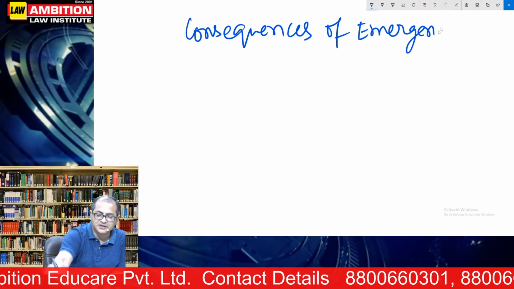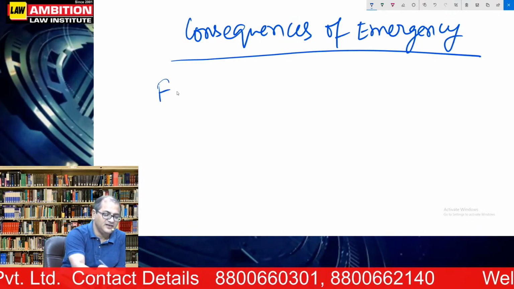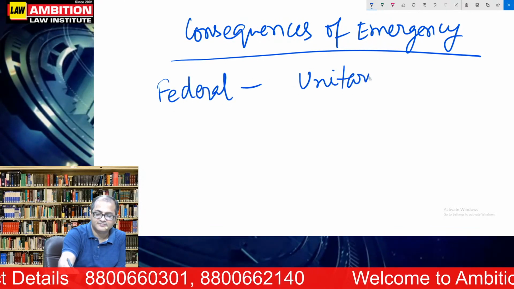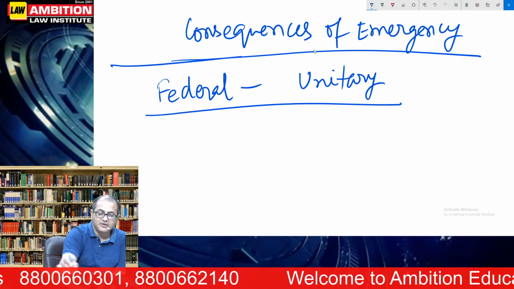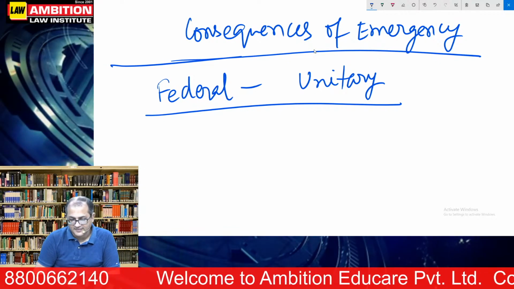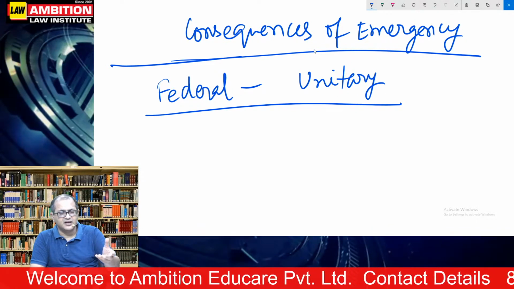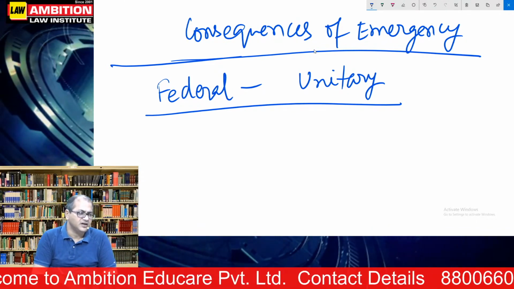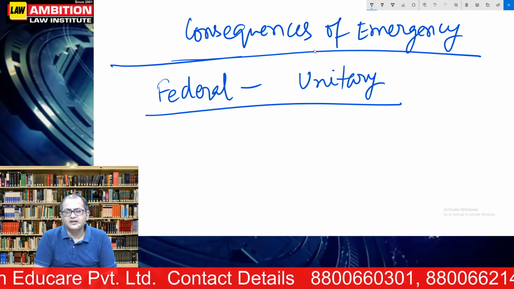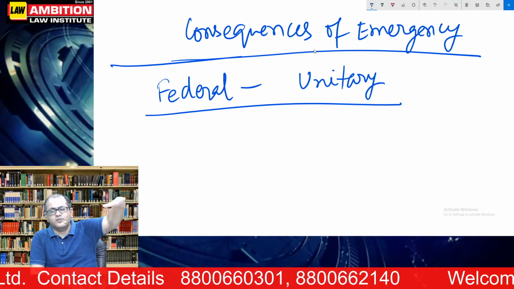Now if you ask me this question in one word, I can tell you that the consequence of emergency is that it changes the federal constitution into a unitary constitution. So simple. Because all the powers of the state are also exercised by the Center at that time. Let me be very particular, I made a bold, very wide statement. So let me tell you what happens. The Center gets enormous power. It gets overriding power.